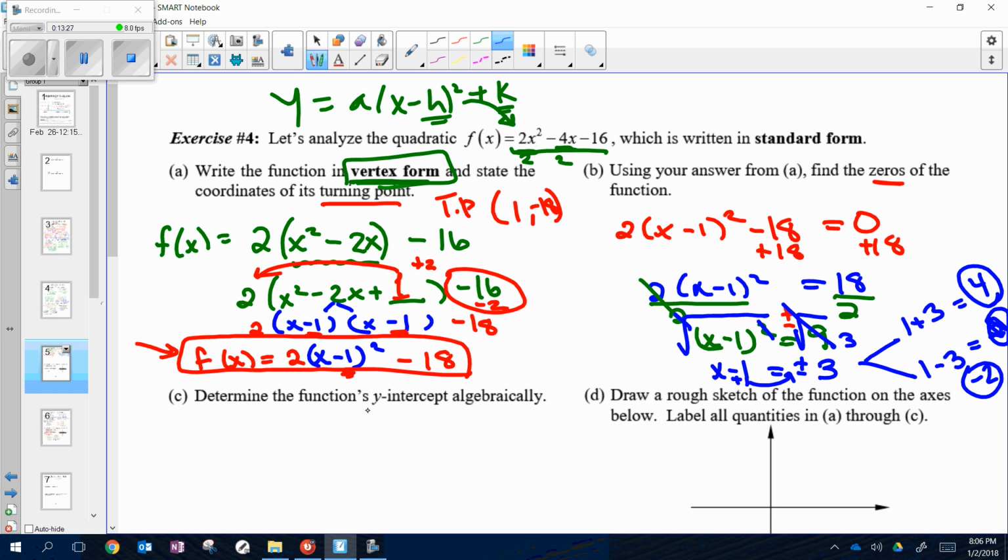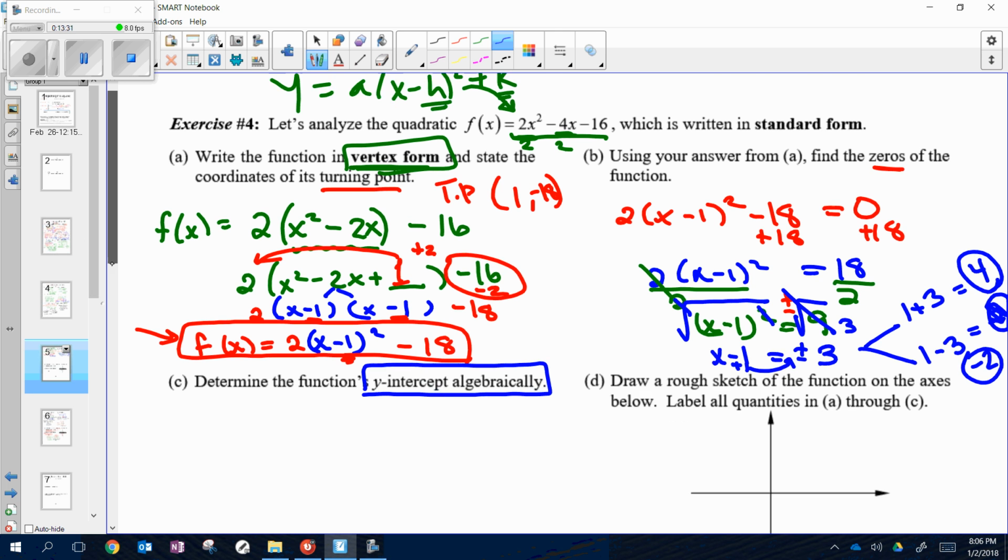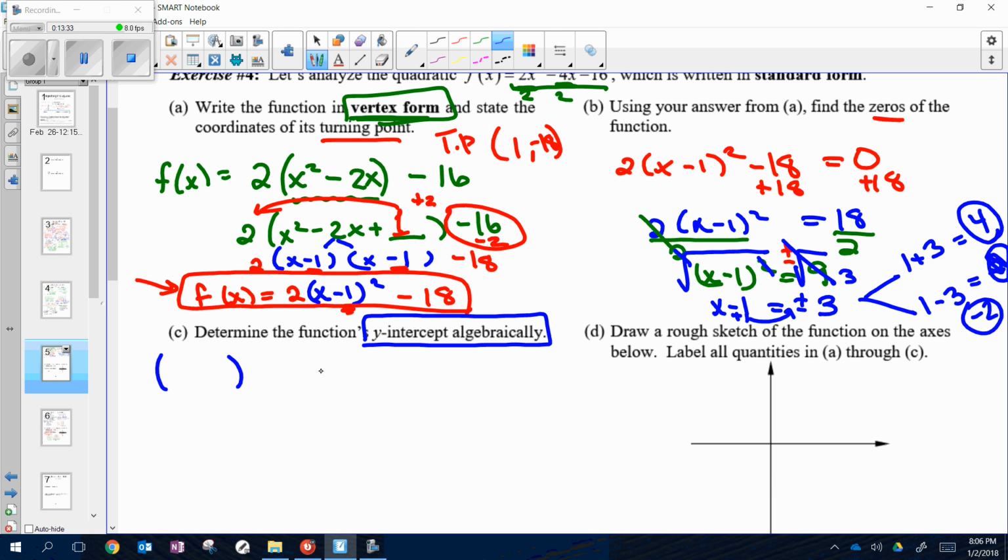Determine the function's y-intercept. All right, this is just to throw a curveball at you. A y-intercept on the y-axis, any of these points over there on that graph, would be 0, comma, some y number. So the x value is 0.